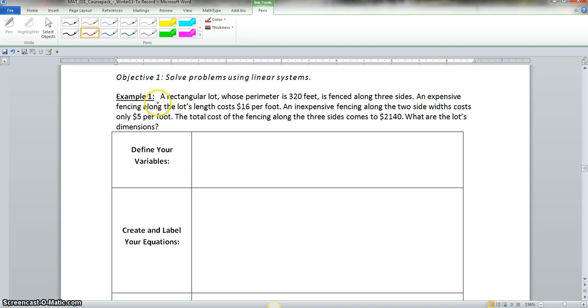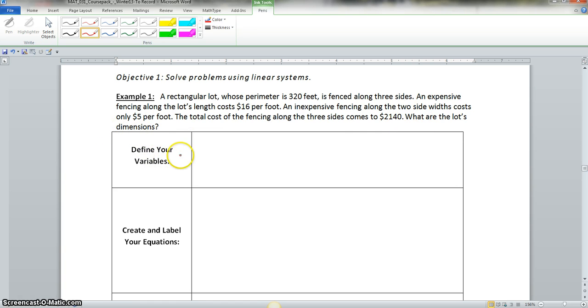Okay, now let's take a look at example 1. It says a rectangular lot whose perimeter is 320 feet is fenced along 3 sides. An expensive fencing along the lot's length costs $16 per foot. An inexpensive fencing along the 2-side width costs only $5 per foot. The total cost of the fencing along the 3 sides comes to $2,140. What are the lot's dimensions?